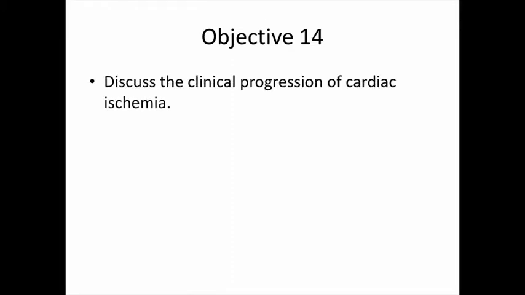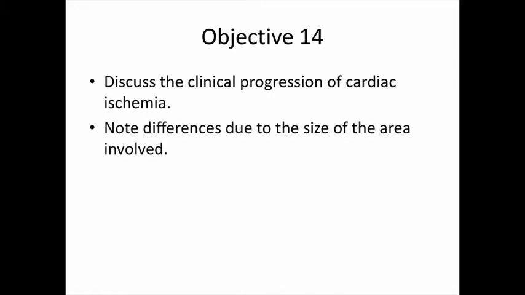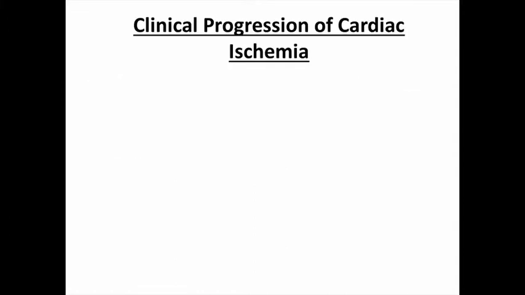So we are continuing with the conversation that naturally follows coronary artery disease. And we're going to look at the clinical progression of ischemia. After we look at that, we're going to note how differences in the size of the ischemic area affect the outcome.